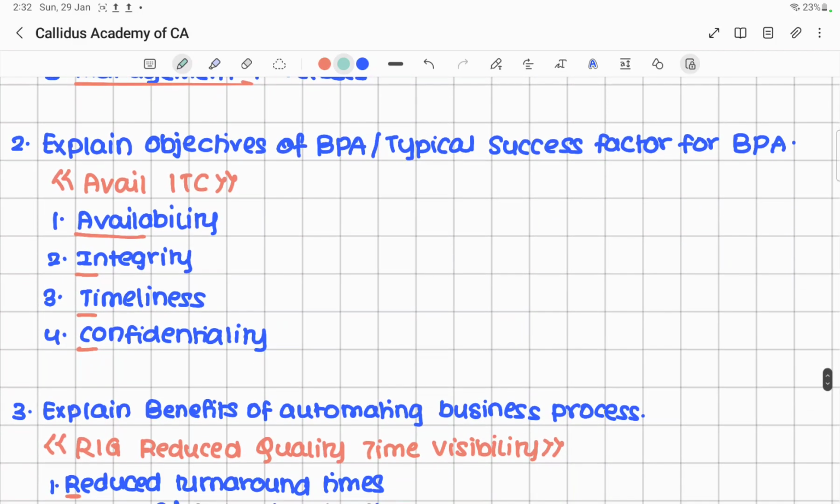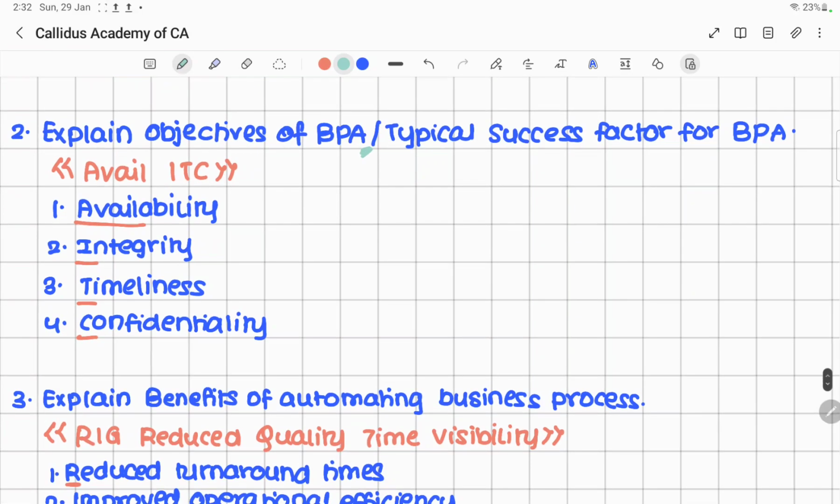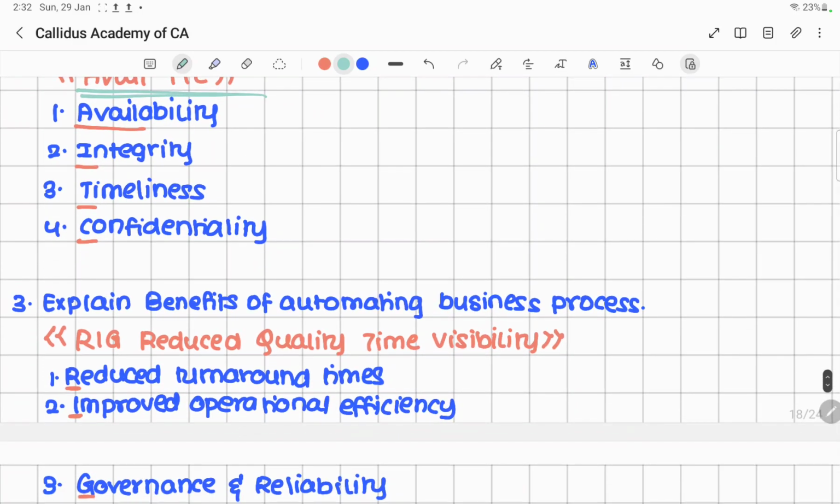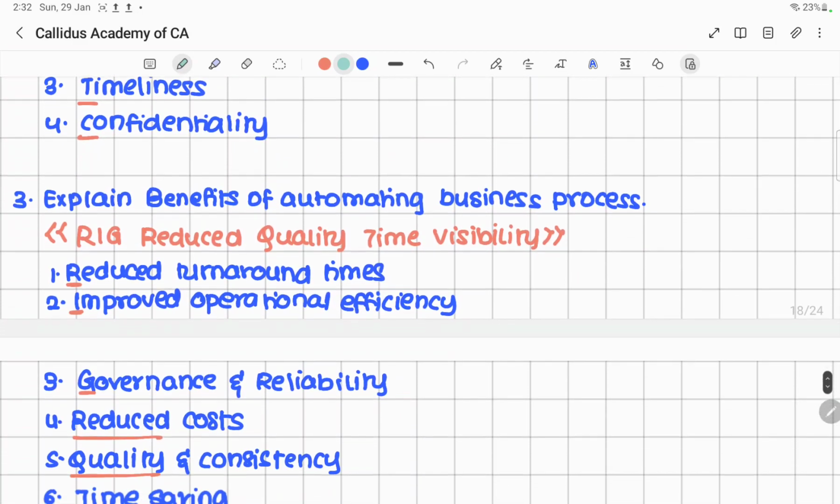Explain various objectives of BPA or typical success factors of BPA. The cheat code is, the objective of BPA is to avail ITC. That is availability, integrity, timeliness, and confidentiality.